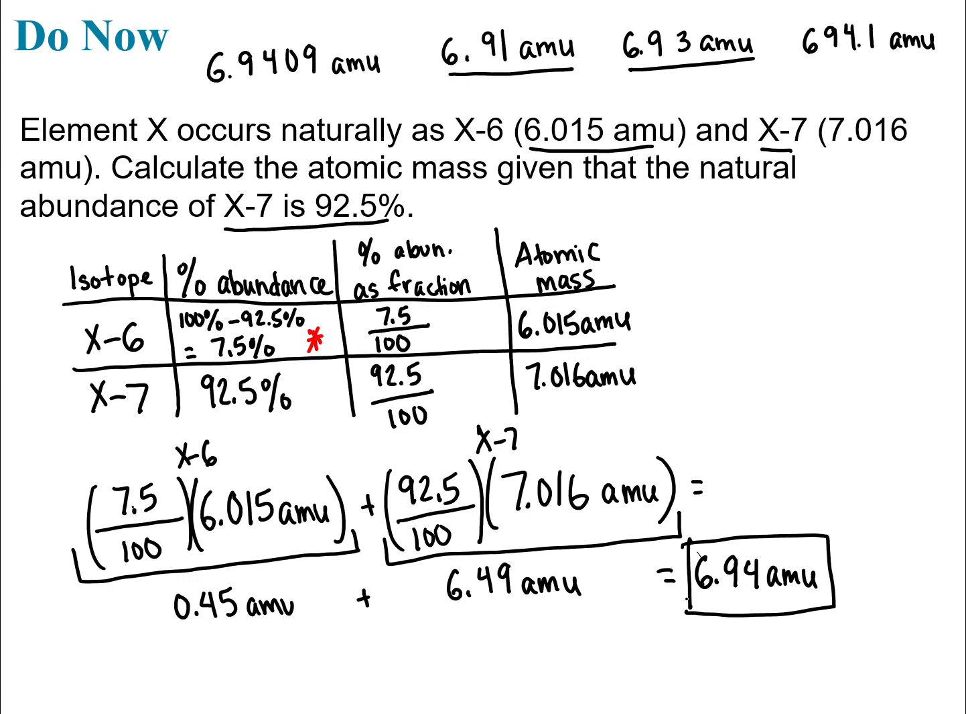So here's how we did the sig figs. For the X6, we can only have 2 sig figs here because of the 7.5. For the X7 number, we have 3 sig figs. But when we're adding, remember, we don't care about the number of sig figs. We care about the number of places. So they both have to the 100th place. So that's how we can keep all 3 sig figs. Is that clear?